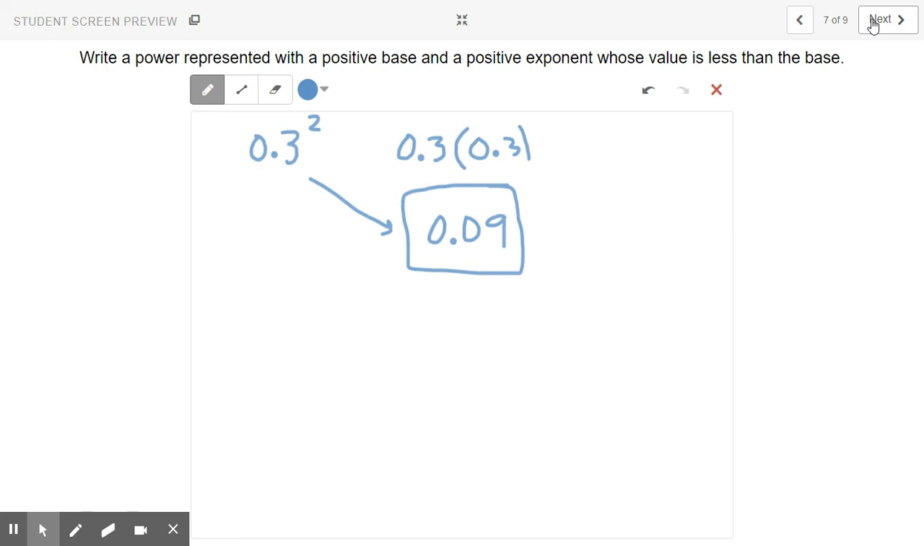So 0.3 squared, 0.3 times 0.3, 3 times 3 is 9, move the decimal twice to the left. 9/100 is less than the base, which is 3/10. I could have used 2/5 squared. 2/5 times 2/5 would be 4/25, and 4/25 is less than 2/5. It could be any exponent that you could use.